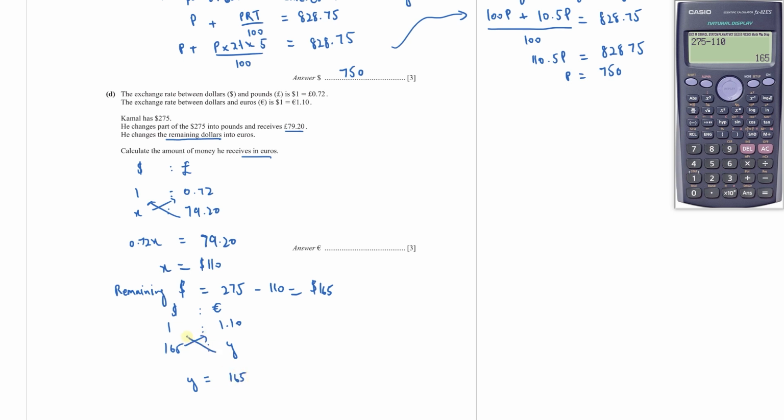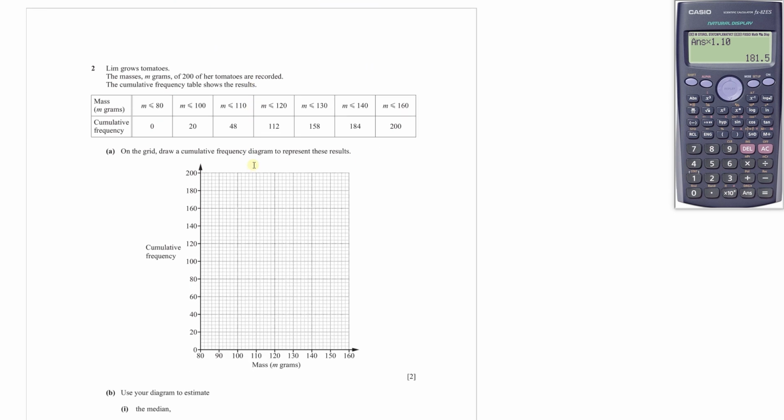So I cross multiply again like this. 165 into 1.10. So 165 multiplied by 1.10 is 181.5 euros. So this will be 181.50. So this is the amount of euros he receives.